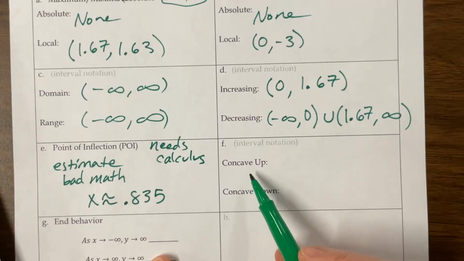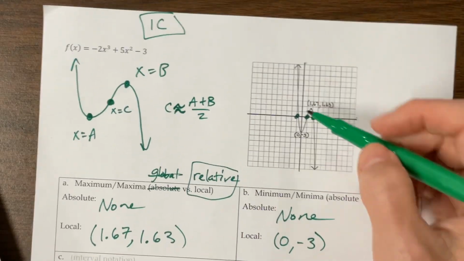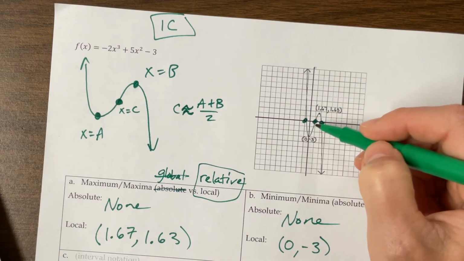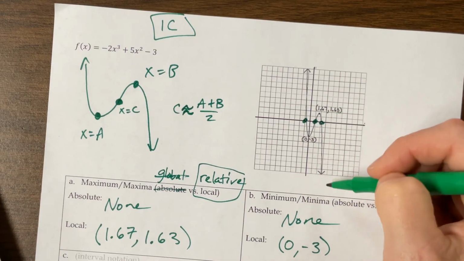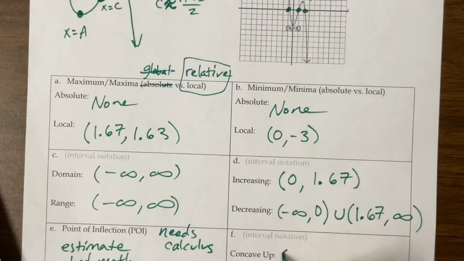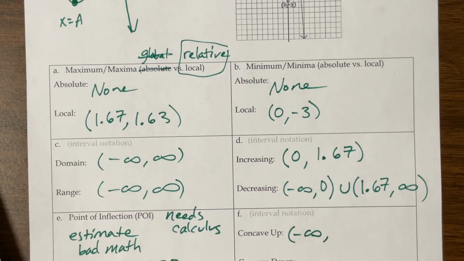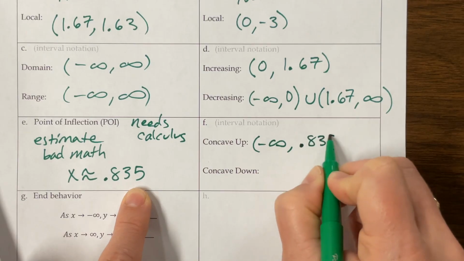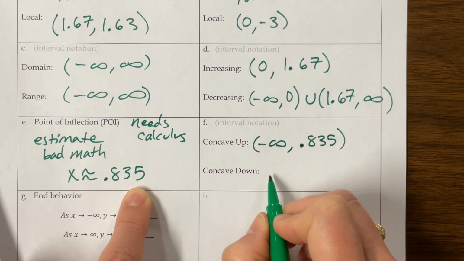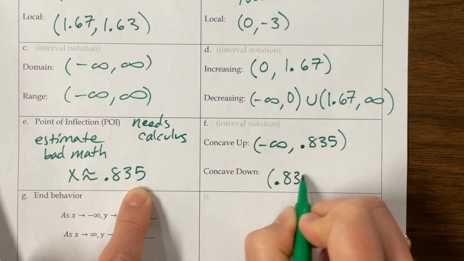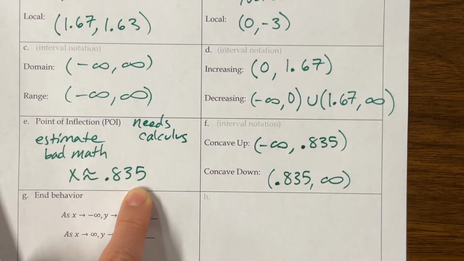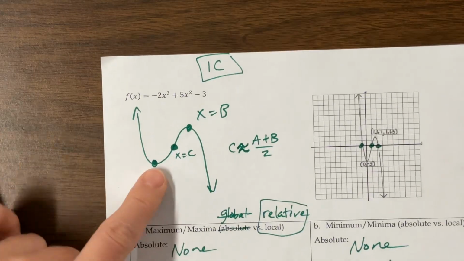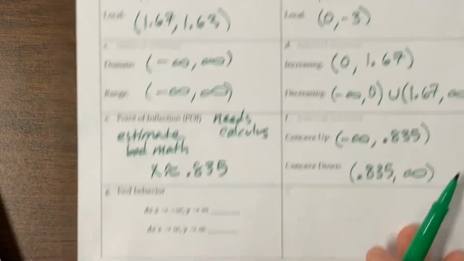Okay, so where were we concave up? Well, notice back up here, we were concave up like a cup until we got to that point of inflection, and then we were concave down like a frown on the other side. So concave up from negative infinity to 0.835. We're concave down like a frown from 0.835 to positive infinity. What I'm going to try and do if I write your tests and quizzes is use letters so that we don't have to do bad math to get there.